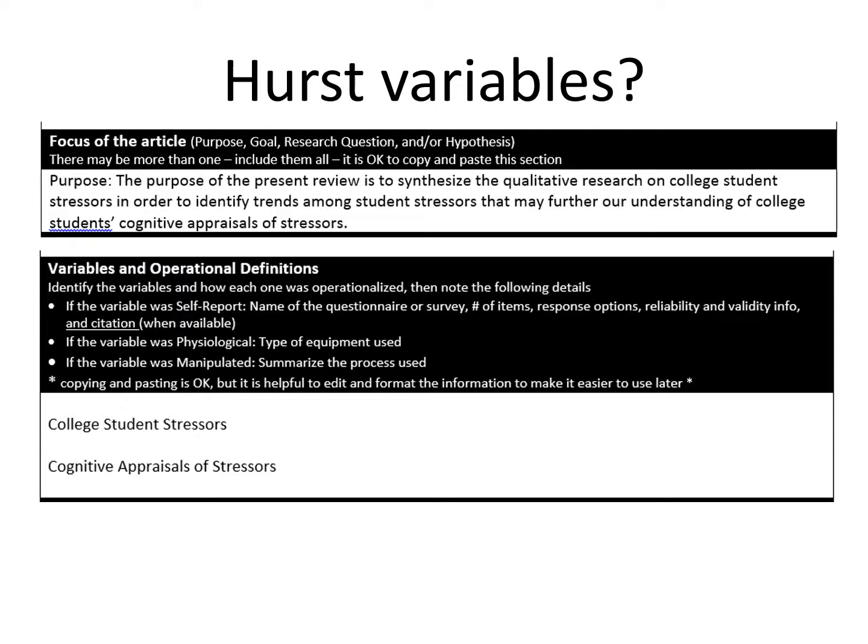Since they refer to cognitive appraisals to explain why they're looking at college student stressors, though, they don't seem to be influencing the variations or interested in the variations, so it doesn't seem to be a variable, but it might be. So I'm going to make a note to look for more information to decide for sure.